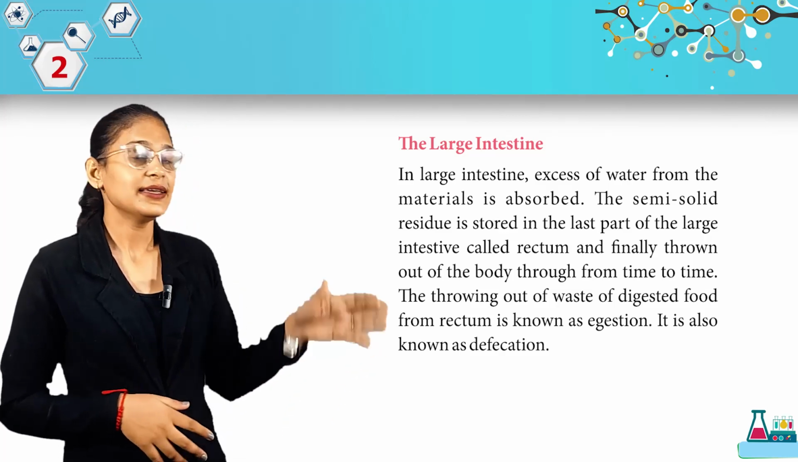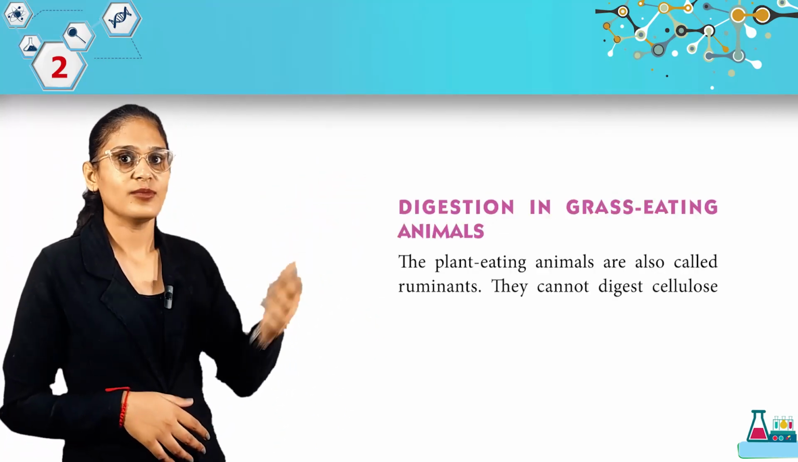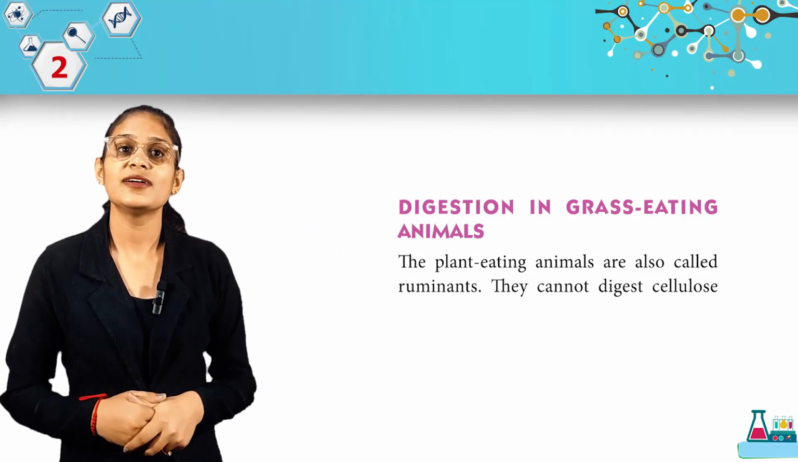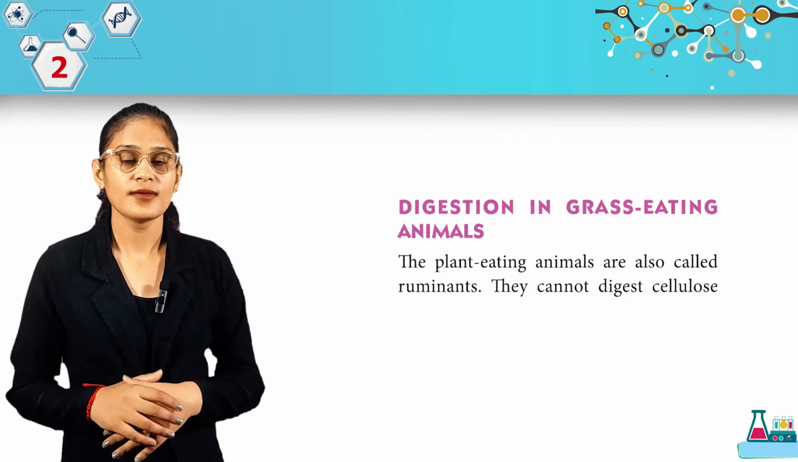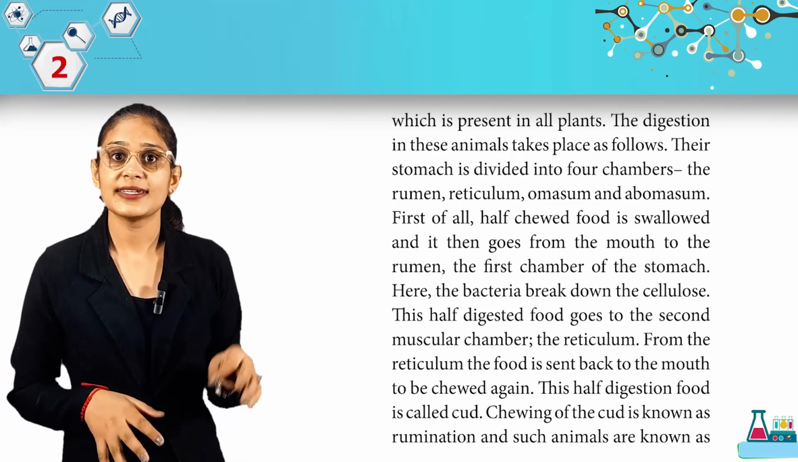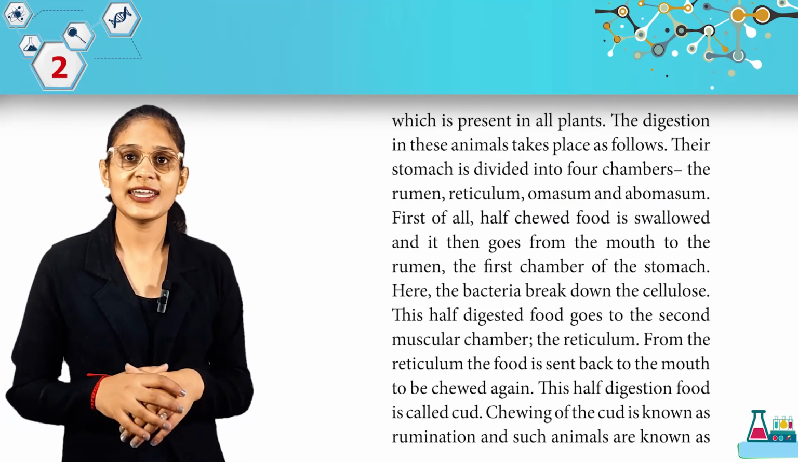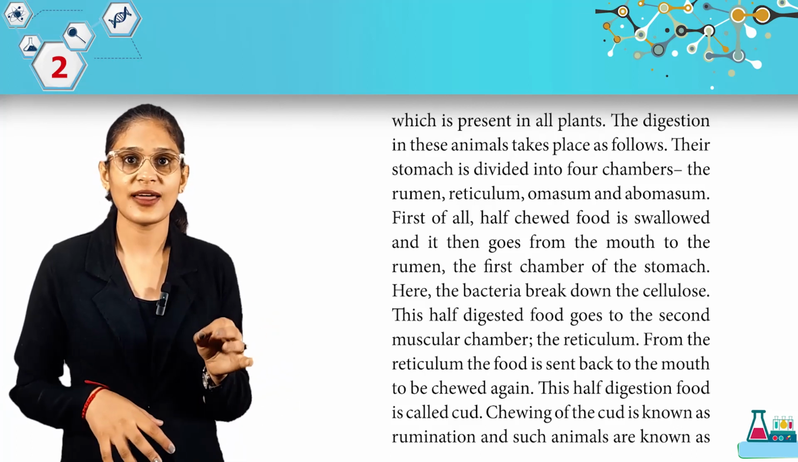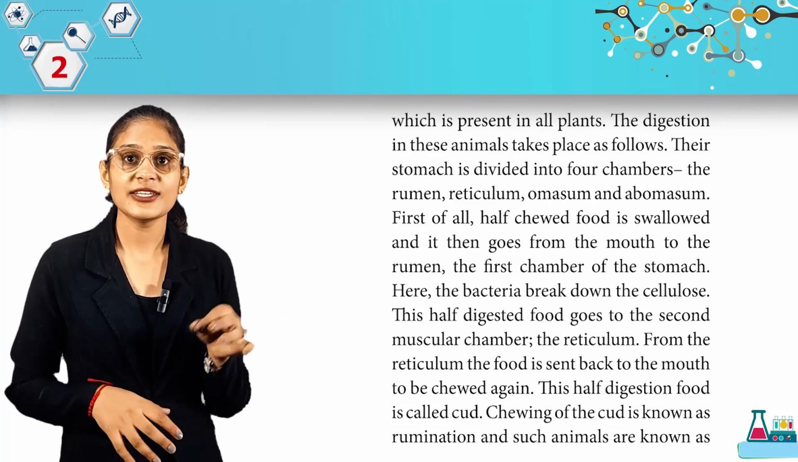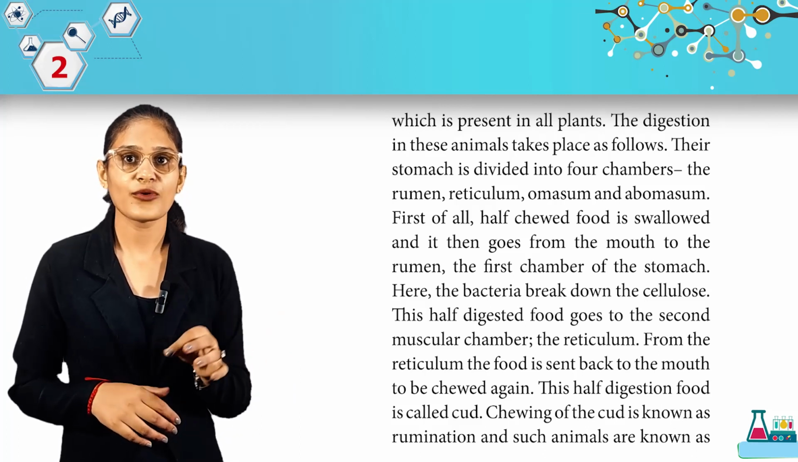Here we have digestion in grass eating animals. The plant-eating animals are called ruminants. They cannot digest cellulose, which is present in all plants. The digestion in these animals takes place as follows. Their stomach is divided into 4 chambers: the rumen, reticulum, omasum, and abomasum.